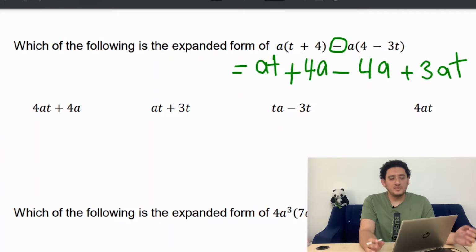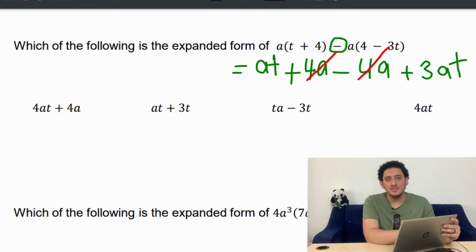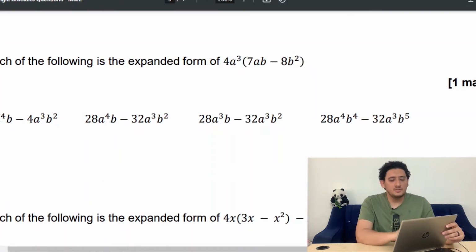So we have now 4 terms. 4a minus 4a, of course, equals 0. So we can say 4a will be gone with negative 4a. And we will add the other two terms because they are from the same type. The first term is at and the second term is 3at. If you add them, they will be what? Exactly, 4at.